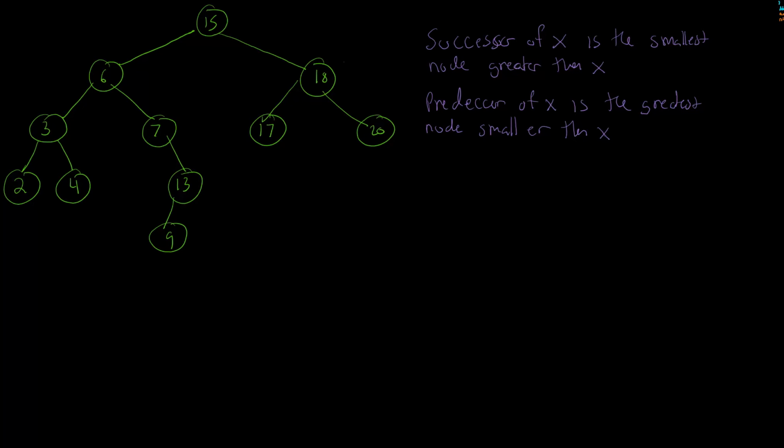First of all, let's look at a couple of examples. Let's talk about successors for a second. If X is equal to 15, then the successor of 15 is equal to 17. Let's look at some others. If X is equal to 13, then the successor of 13 is equal to 15. One more. This one's not too tough. X is equal to 9, then the successor of 9 is equal to 13.